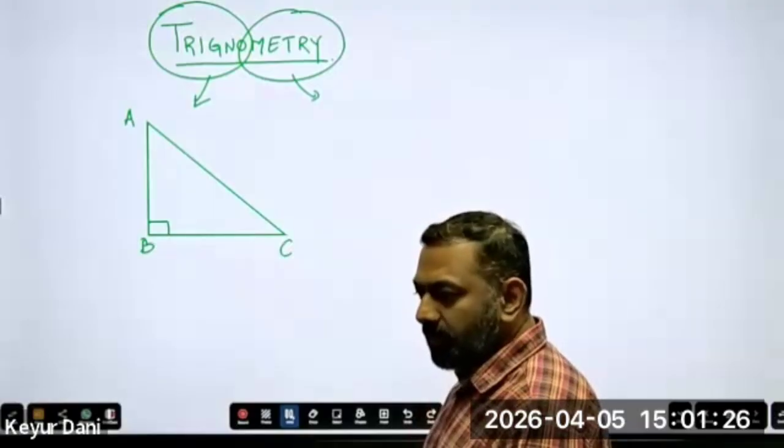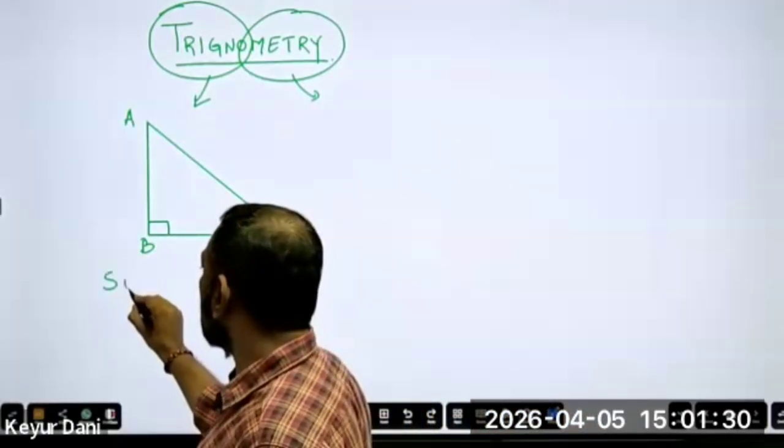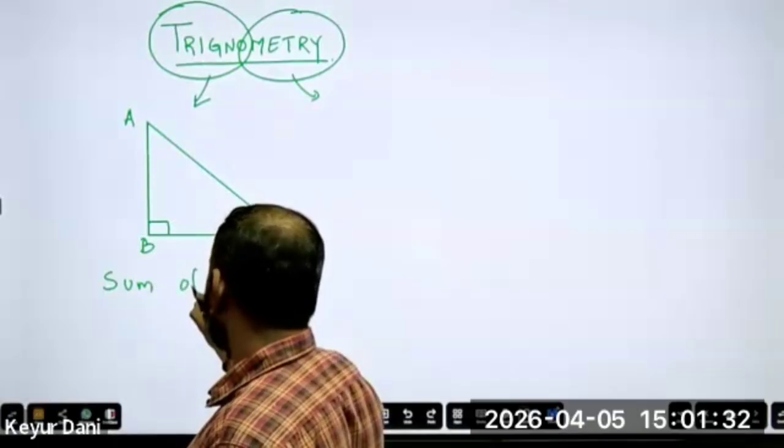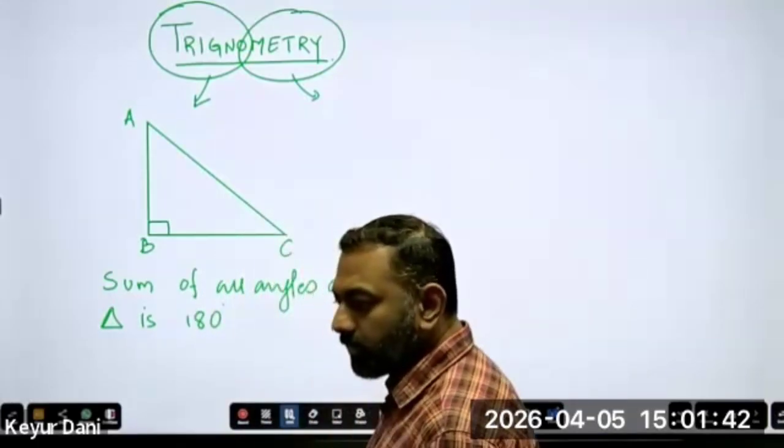Now, in the right angle triangle, if I name it, the triangle is ABC, and the sum of all angles of a triangle is 180. Do you know this? Yeah. The sum of all angles of a triangle is 180 degrees. Am I right?